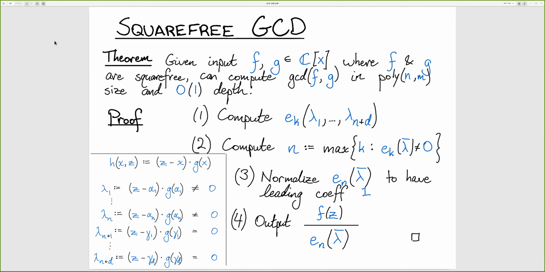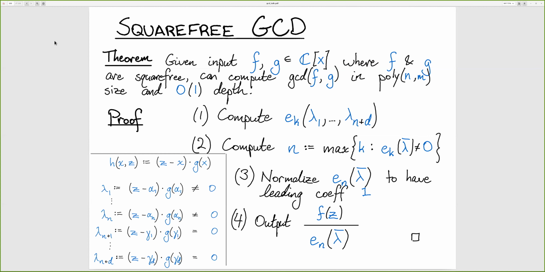But then the GCD would be 1 too. Yeah, exactly. The GCD would be 1. So to handle multiplicities, I need to do some tricks looking at derivatives to take multiplicities into account. I won't show you that here, but let me just end by telling you a little bit more general thing that we are somehow able to do.